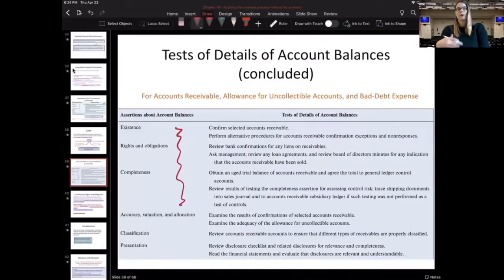For the most part, what we're going to be talking through today is going to be these tests of details that we do over the account balances. So we'll mostly be talking about the substantive tests that we perform over AR and AFDA, because our revenue tests really go along with all that control stuff that we talked about last time in part one. So we're going to talk through, one at a time, the tests we would do to get comfortable that all these assertions associated with AR are as they should be.